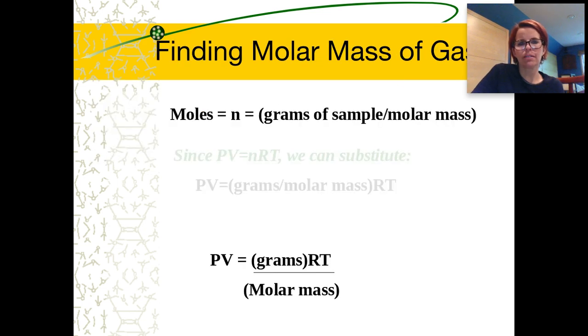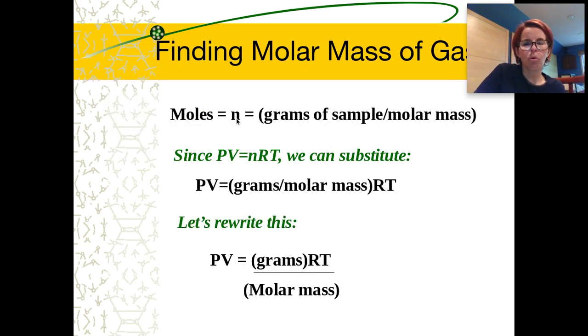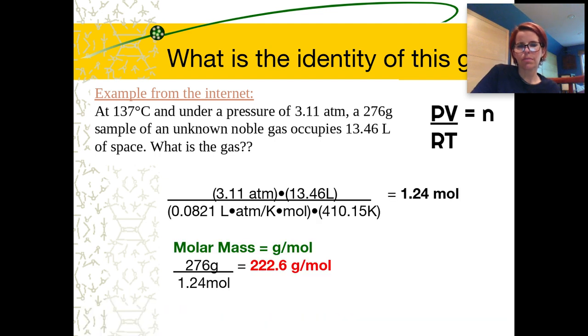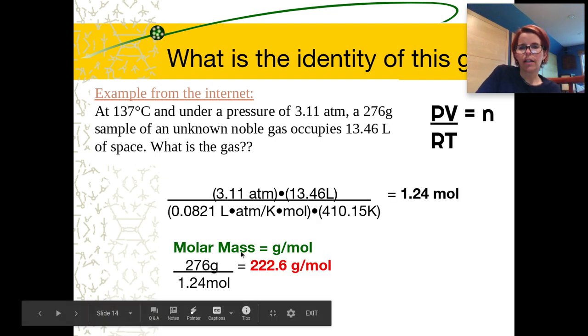So let me back up for a second. Remind you right here, we said moles can be rewritten as grams of the sample, they gave that in the problem, over the molar mass. So now we're going to solve for the molar mass. We figured out moles, so now we're going to rearrange that. 276 grams divided by 1.24 moles tells us that the molar mass is going to be 222.6 grams per mole.